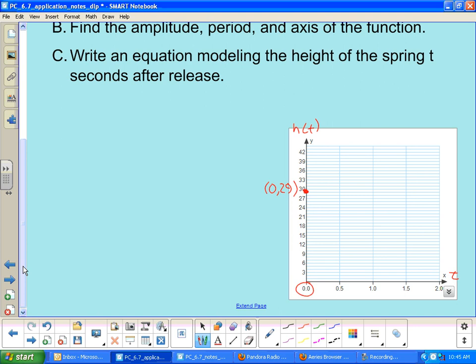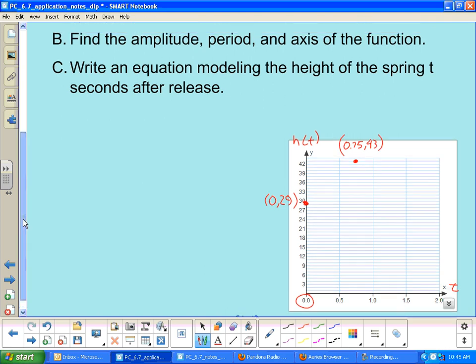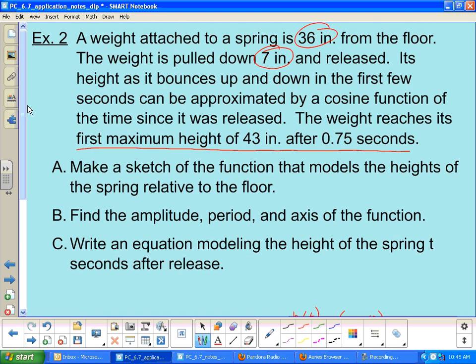How would we get 29 from? It's not on here. It's figured out from here. Can you figure out where I got 29 from based on the information right there? Look at the information and look what I did to the spring. Where did it start? Above the floor. Then what did I do to it? If I pull it down 7 inches from 36, how high is it above the floor now? That's where the 29 is coming from.